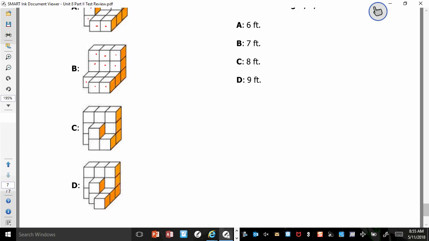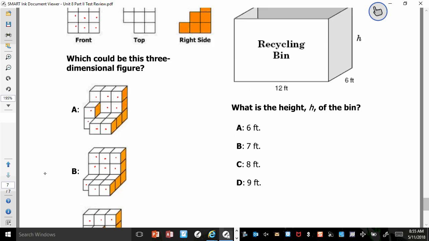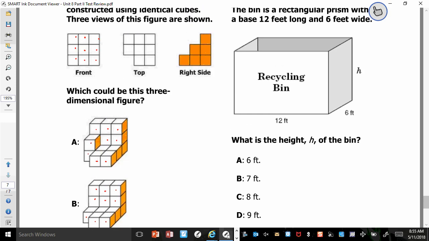So they all could work from the front view, right? Because they're all 1, 2, 3, 1, 2, 3, 1, 2, 3. So from the front view, if you were looking at it from the front, they could all work, yes? All right, let's go to the top view.